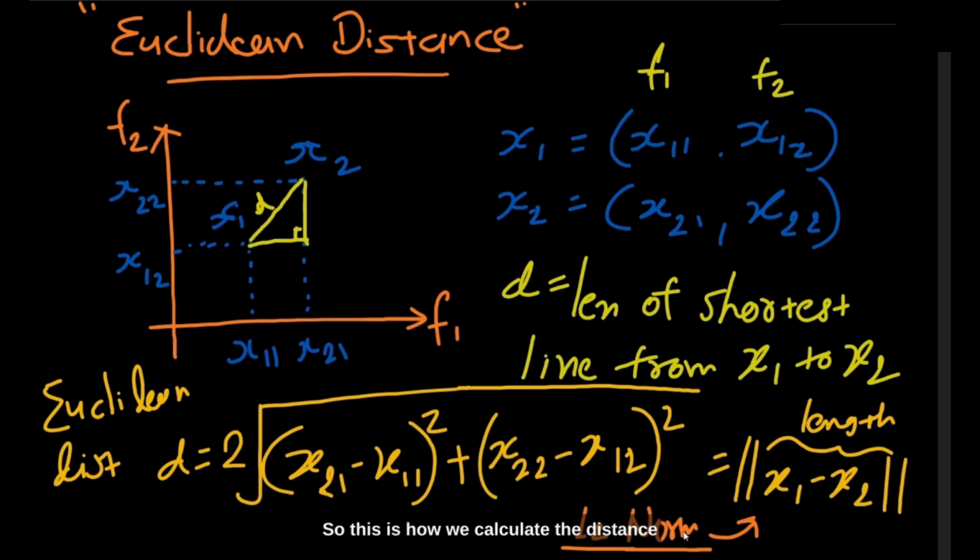So this is how we calculate the distance from one vector to another vector, or one point to another point in this 2D setting, right? We can also use the Manhattan distance or the Minkowski distance, and there are a lot of other distances, but for this example we'll be using the Euclidean distance. So now let's try to implement it in Python.